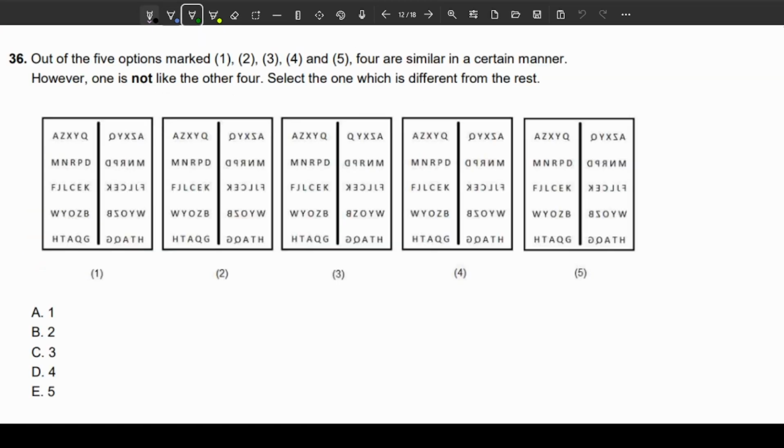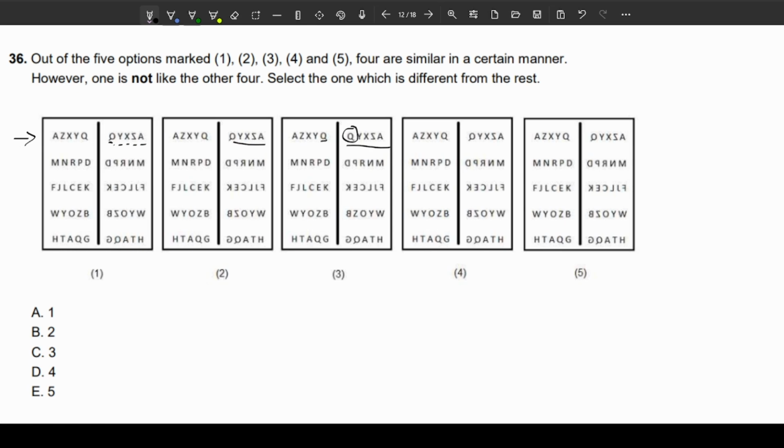Now coming to the next question. We need to determine which is odd. I can see a mirror pattern here. Let's see if it is a correct mirror pattern or not. Like Q, Y, X, Z, A. Let's go with the first line for all the options. I can see a clear mirror figure here. Similarly, this and this match. Here I can see one thing: Q is not a mirror figure.